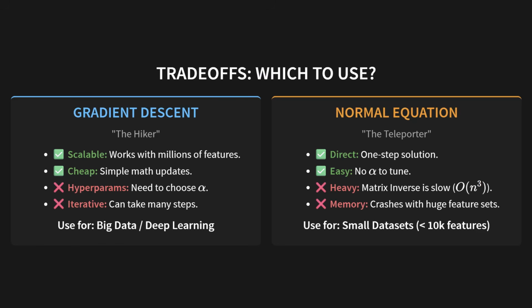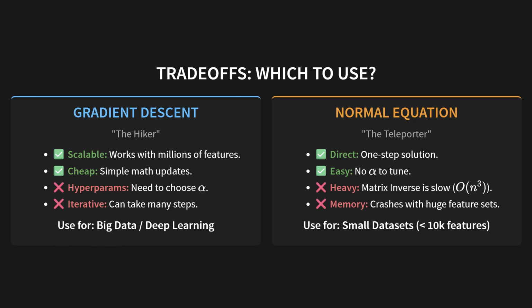So this seems amazing, right? Why would we ever use the slow walking method? Well, there are trade-offs. Let's compare them. Think of gradient descent as the hiker. Its biggest advantage is that it's scalable. It works even with millions of features. And each update step is mathematically cheap. But the downsides are that you have to choose a learning rate, alpha, and it's iterative. It can take many steps. You use the hiker for big data and for all of deep learning.